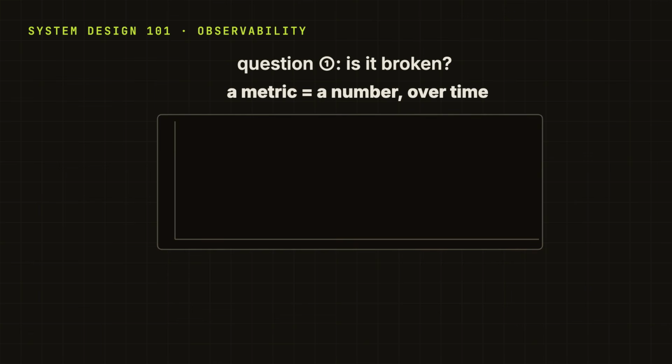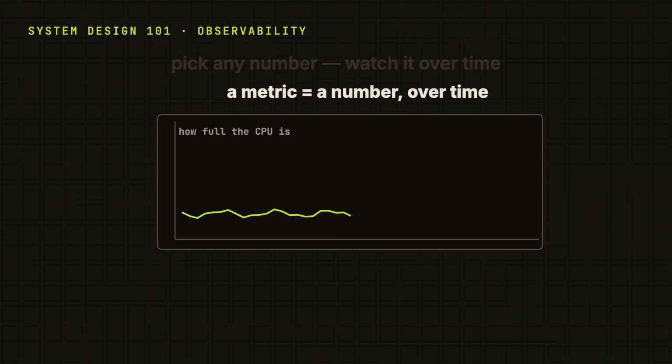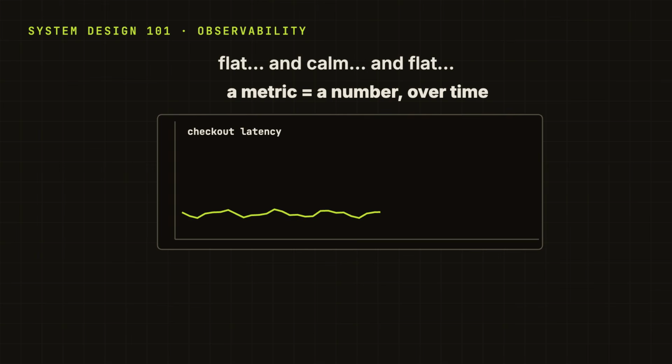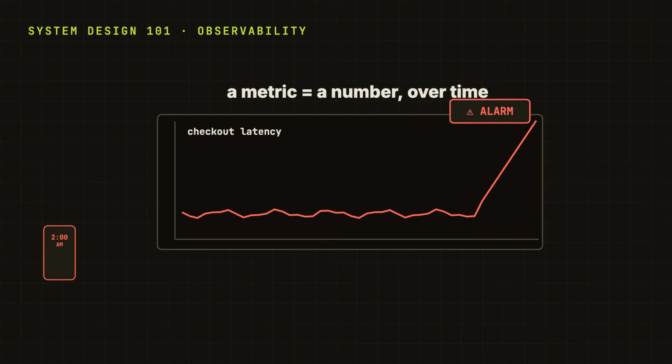Okay, question 1. Is something even wrong? And for that, you use a metric. A metric is just a number measured over time. Requests per second, average response time, the percentage of requests that failed, how full the CPU is. You put these on a chart and you watch the line going along, flat and calm. Flat and calm until one night. It spikes. That is your alarm. That spike at 2 a.m. is literally the thing that woke you up. So, a metric's whole job is to shout, hey, something changed, come look. It is a smoke detector of your system.